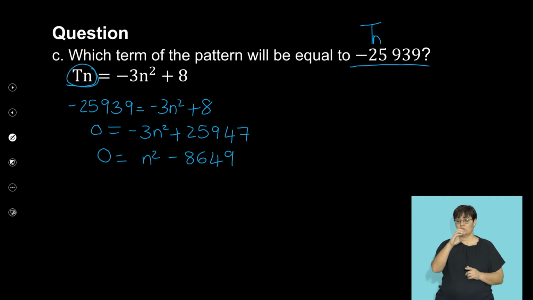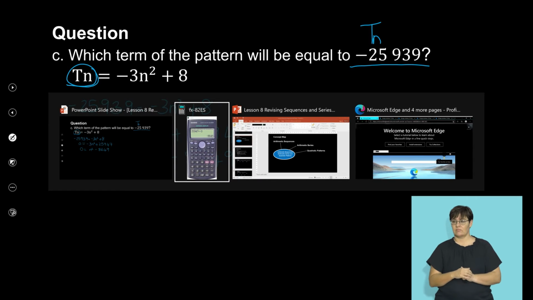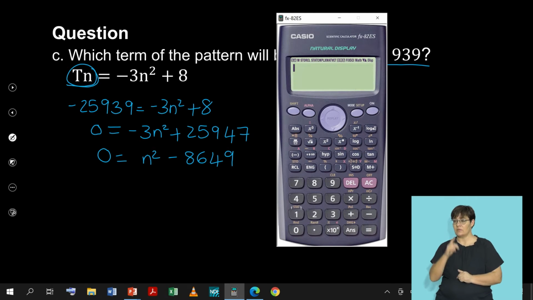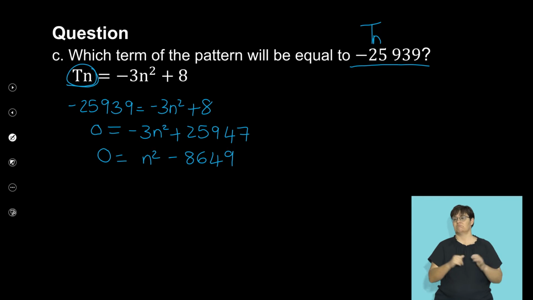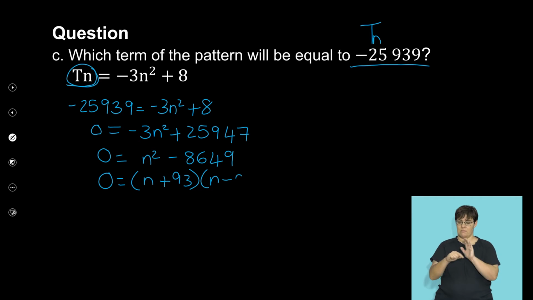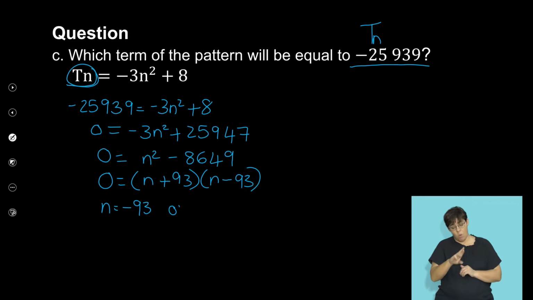But in order to see if it is a difference of squares, I have to see if 8,649 has a square root value, or it does have a square root value, but I want to see if it's going to be a whole number. So the square root of 8,649 gives me 93. So this is great. So it's a difference of squares. So it's going to be 0 is equal to n plus 93 and n minus 93. So n will be equal to negative 93 or n will be equal to 93.